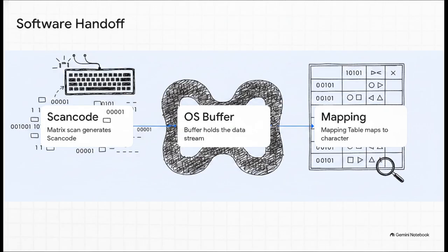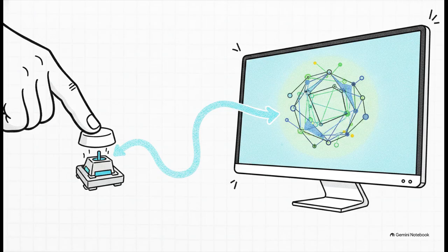That data goes into an operating system buffer, which is just a storage queue that holds the stream of bits and releases them to the processor at a manageable rate. Finally, the operating system uses a mapping table to translate that raw scan code coordinate into a digital character on your screen. And this brilliantly illustrates what we can call the plug-and-play illusion.